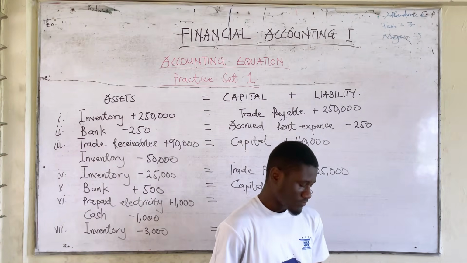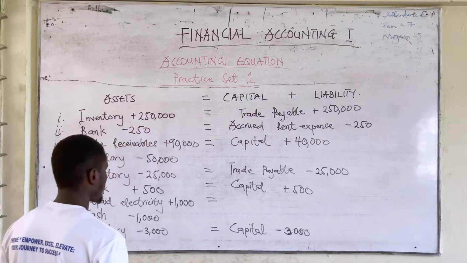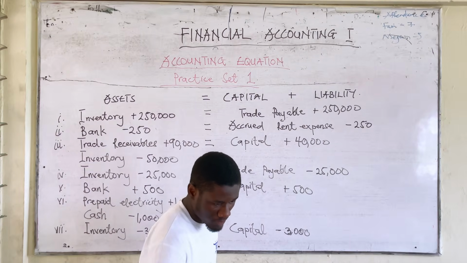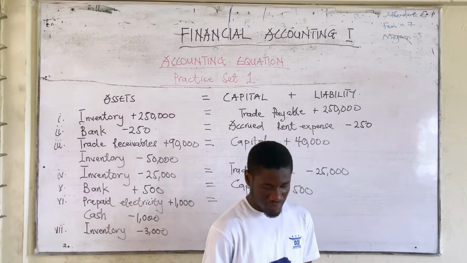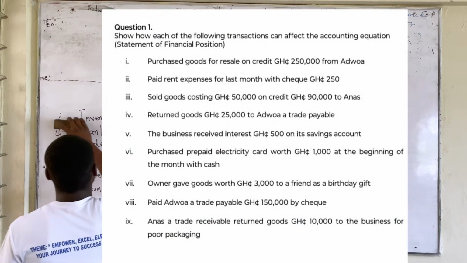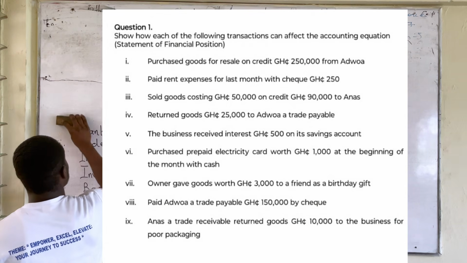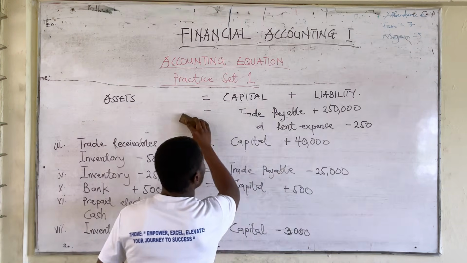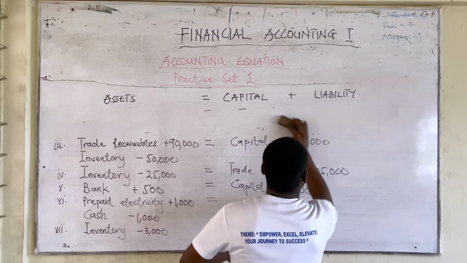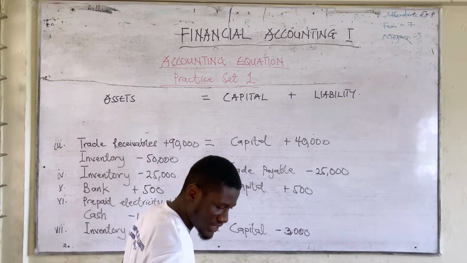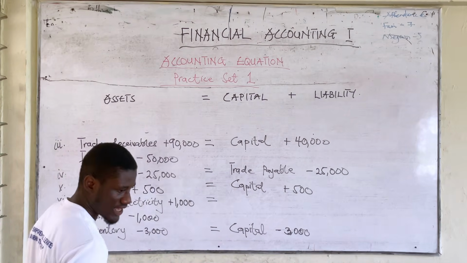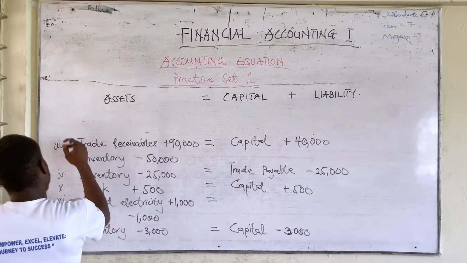Good. Now we have paid advance and trade payable. So paid advance and trade payable. That's VIII.